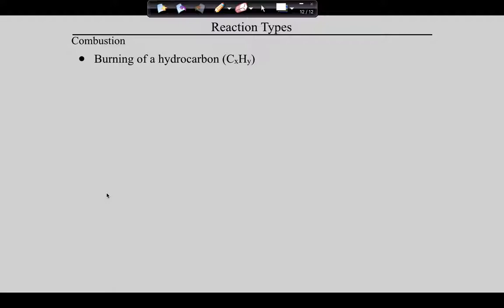All right, so, but guys, in any case, what's going on is this. Your hydrocarbon is reacting with the oxygen in the air, and it's forming carbon dioxide and water.